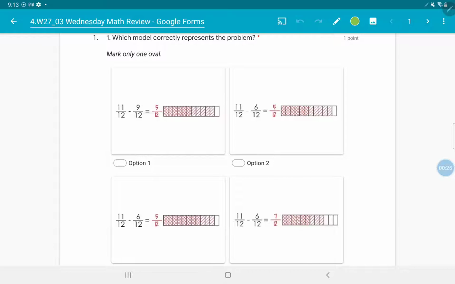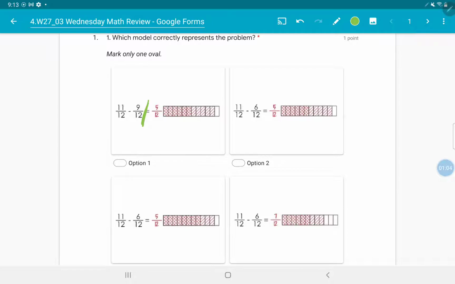And they are in all four options. So I know that I don't have to find any equivalent fractions because my denominators are already common. They're already the same. So let's look at the first one. We have 11/12 minus 9/12. Since the denominator's the same, all we have to do is subtract the numerator, or the top number. Is 11 minus 9 equal to 5? No. So 11/12 minus 9/12 is not equal to 5/12.